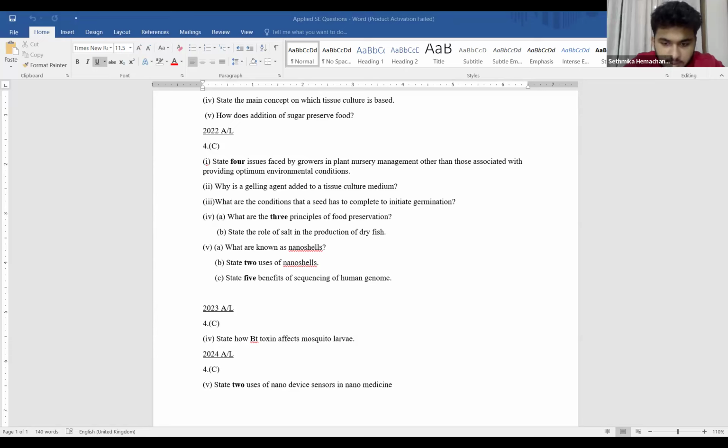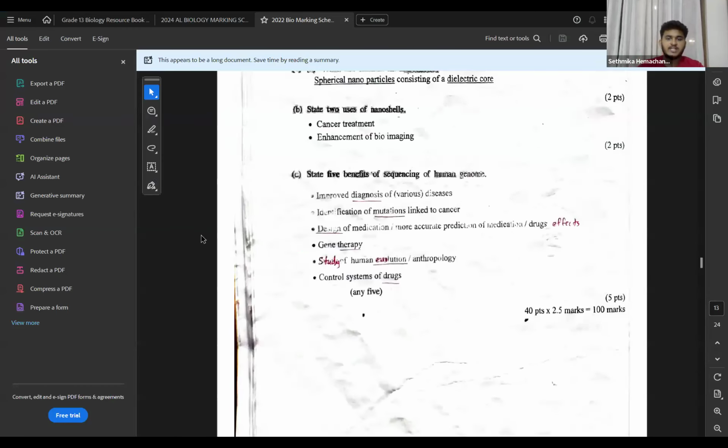Right? So in the marking scheme, what they have given is improved diagnosis of various diseases, identification of mutations linked to cancer, design of medication, gene therapy, study of human evolution and anthropology, control system of drugs, right?